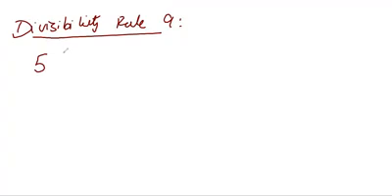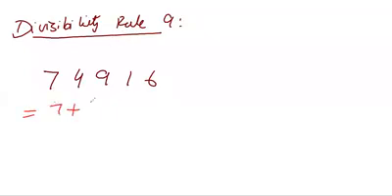So if I give you an example, the sum of the digits is divisible by 9. The answer is correct, but it is incomplete. Let's say we have the example 74916. So let's see the sum: 7 plus 4 plus 9 plus 1 plus 6. What will we get?